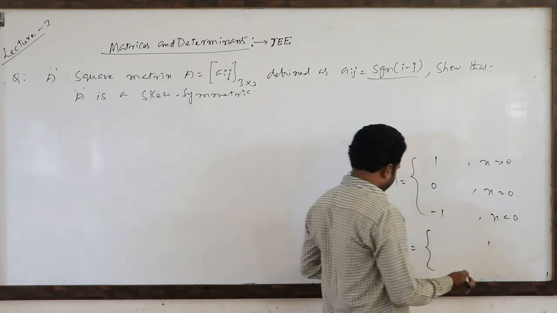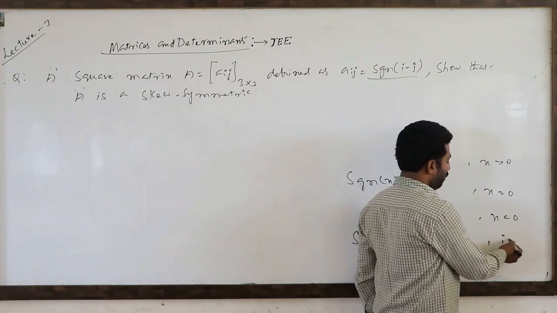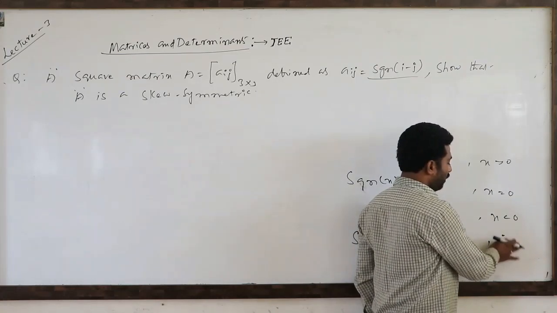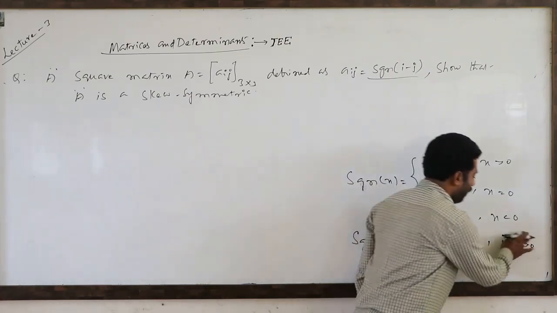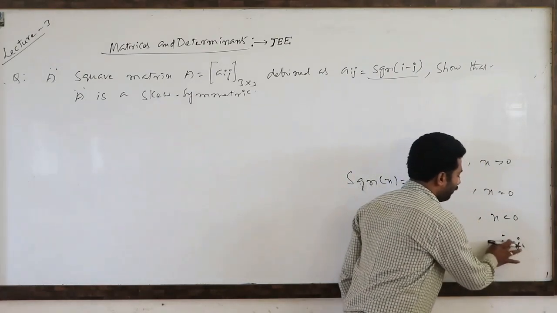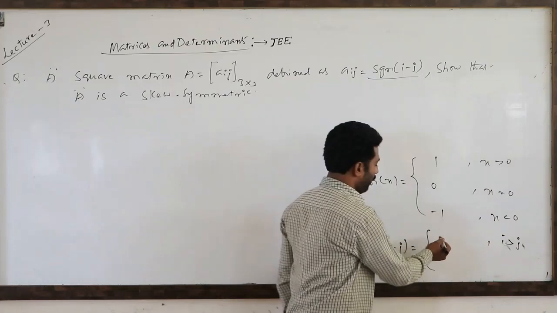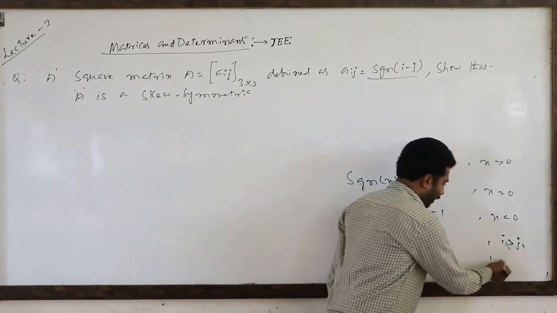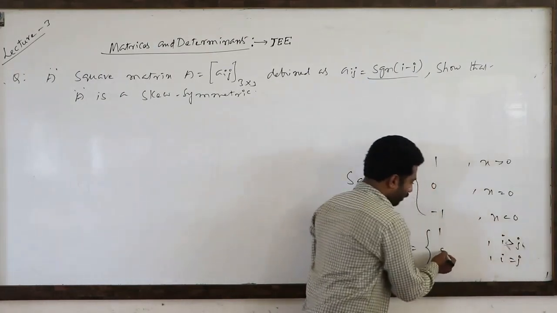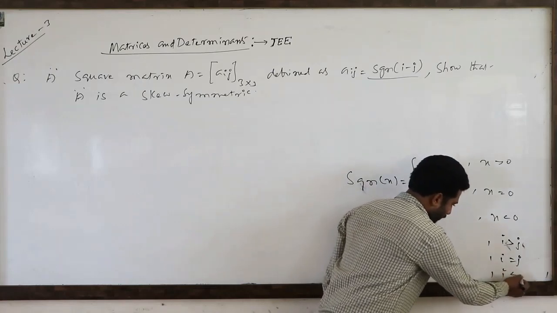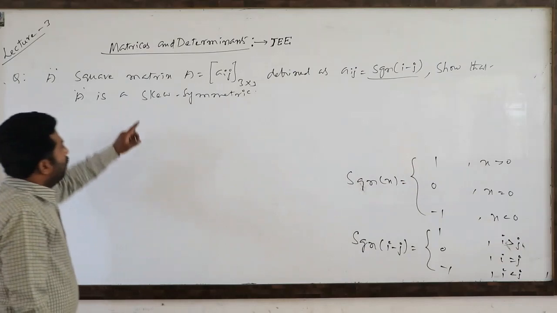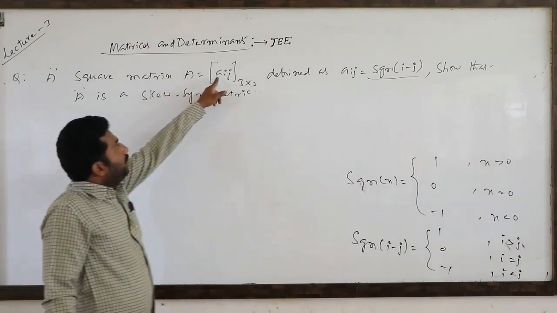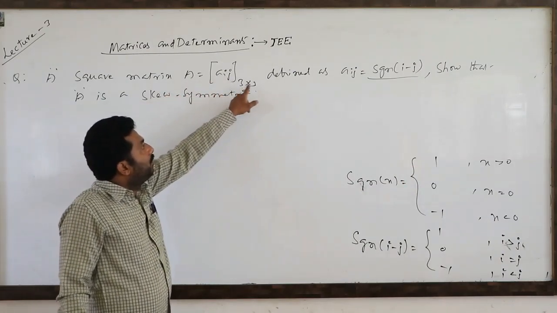Suppose i minus j is greater than 0. That is nothing but i is greater than j, and its value is 1. If i equals j, its value is 0. If i is less than j, its value is minus 1.